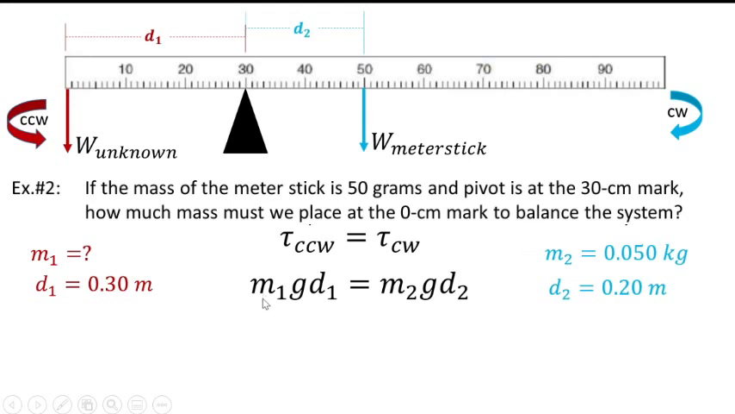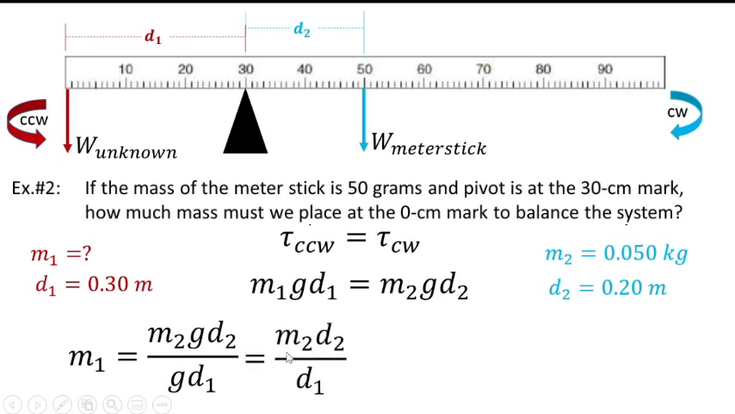And since we are looking for M1, we will derive this one. So M1 is just equal to M2 G D2 divided by G D1. Here, we can cancel out G. Hence, our final formula is M1 is equal to M2 D2 over D1.